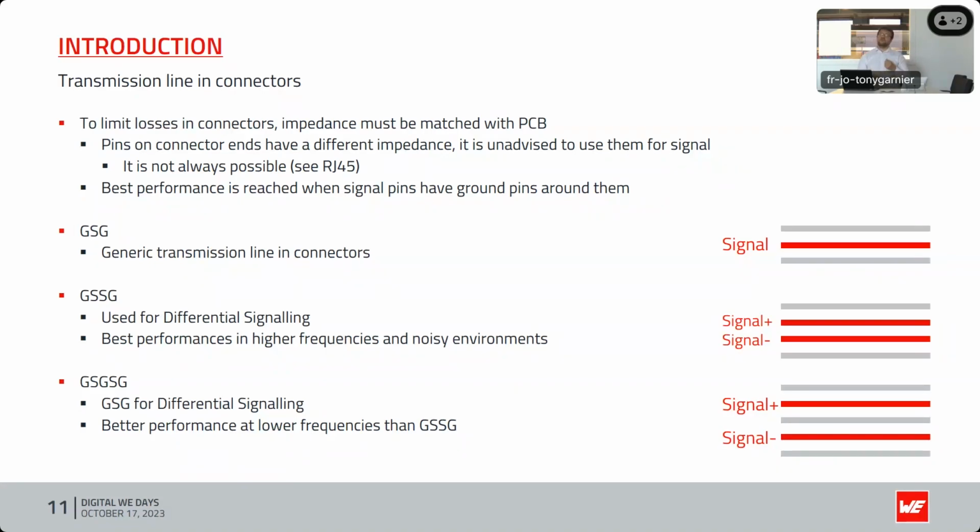The best performance is reached when a single signal pin has ground pins around it. So we have a few configurations that work for this, for example the GSG configuration. Then the GSSG is also used. So you have two signal pins right next to each other. They are used for differential signaling generally, and they are very used in higher frequency and noisy environment applications. And then you have the GSG, so you have a ground pin around each signal pin, even with differential signaling. Then you have very good performance at lower frequency, but as a trade-off, you have worse performance at high frequency.